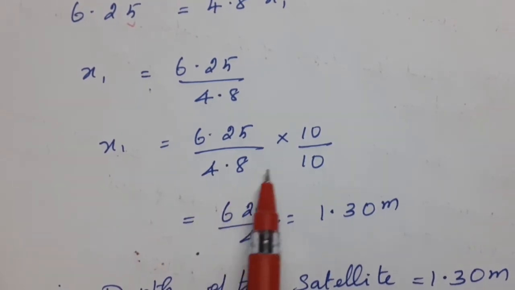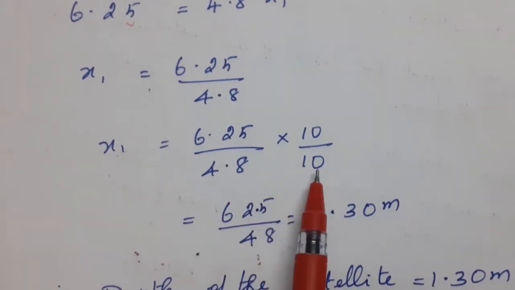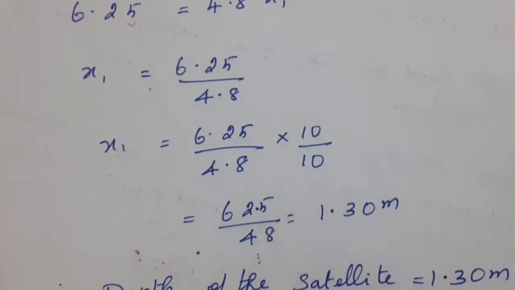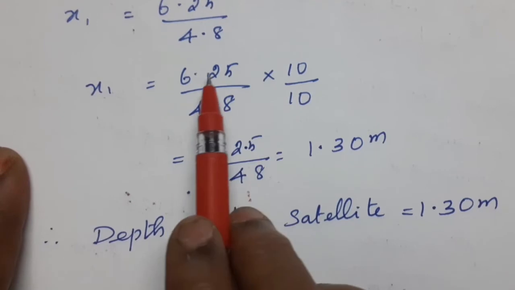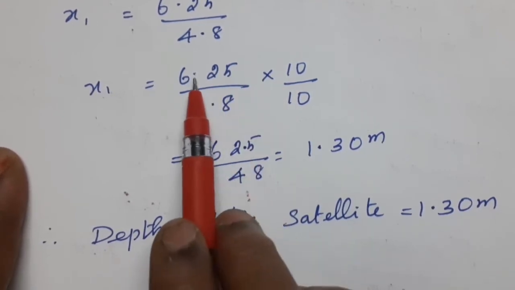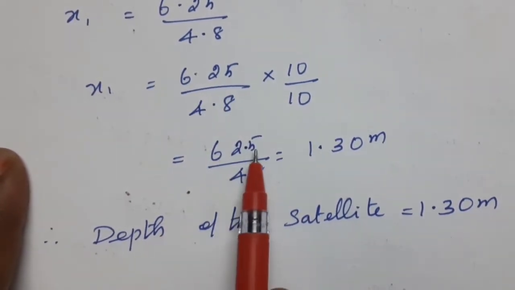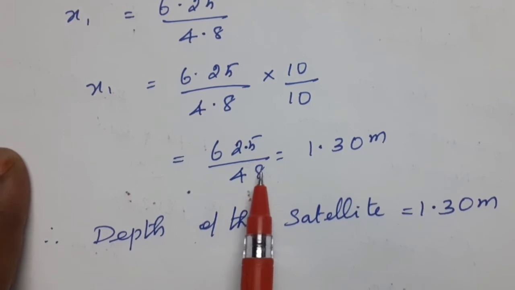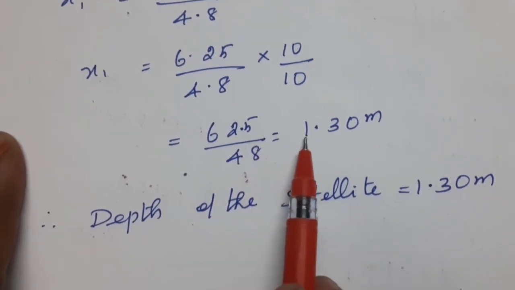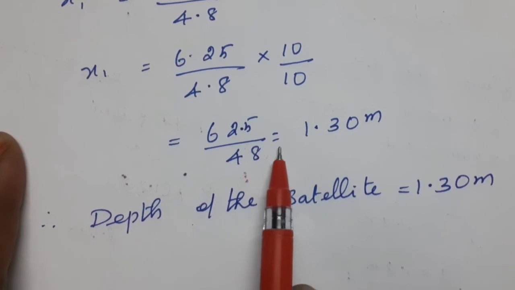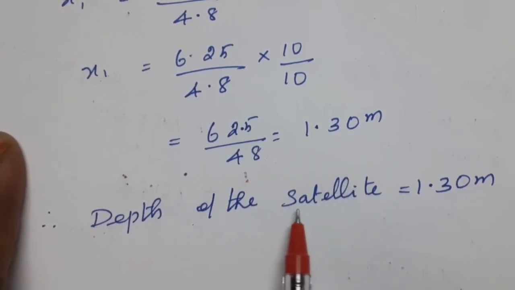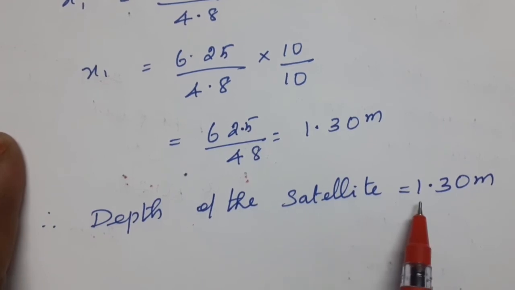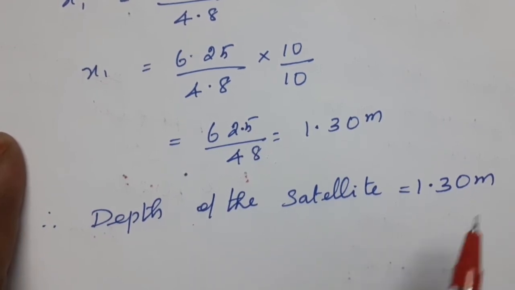You want to remove the point, so multiply and divide by 10. We get 62.5 by 48. After dividing, what do we get? 1.30 meter. So therefore, what is the depth of the satellite dish? The depth of the dish is 1.30 meter.